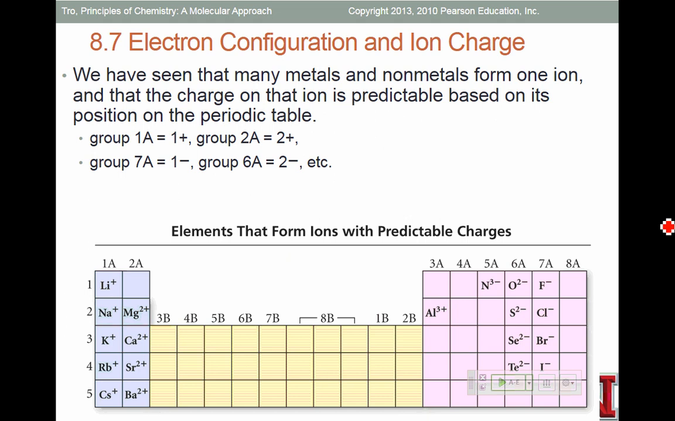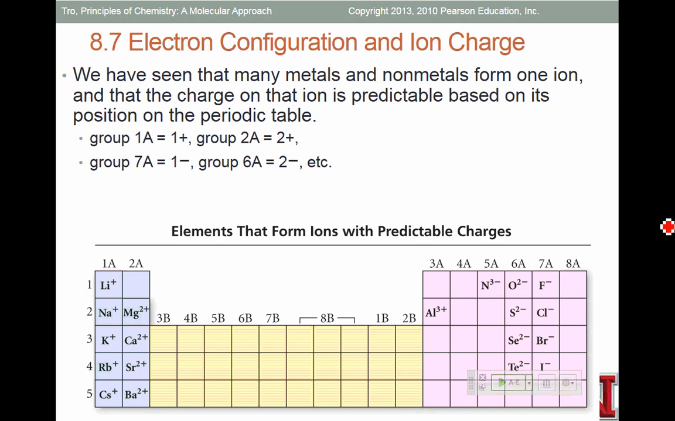Then when we get to our metals here, aluminum wants to look like neon, so it gives up 3 electrons. When we're looking at our nonmetals that form the negatively charged ions, they gain electrons until they look like the noble gas next to it. Nitrogen needs 3 more electrons to look like neon, so that's why it forms a 3 minus. It accepts 3 electrons, and then it has a full octet in its outer energy level.